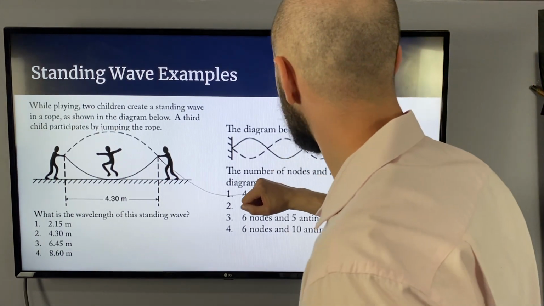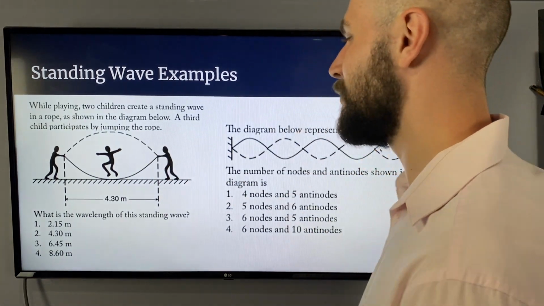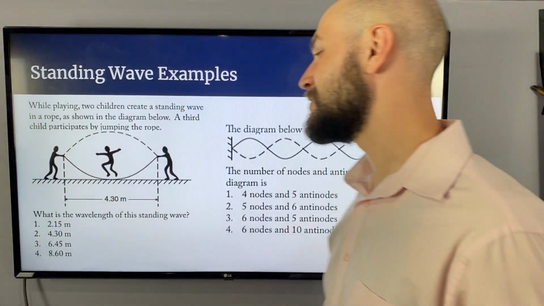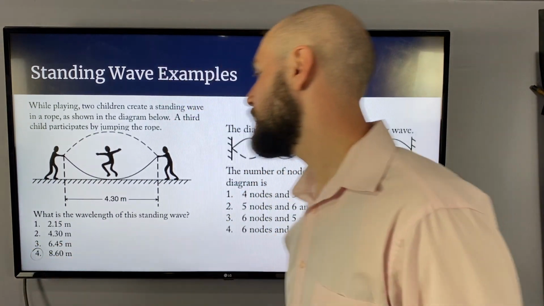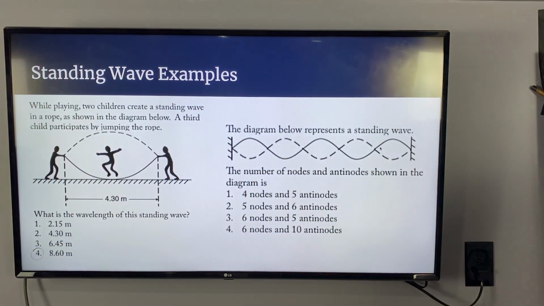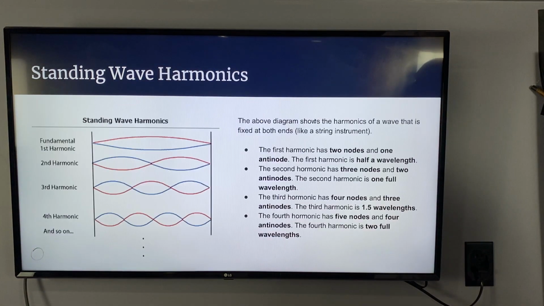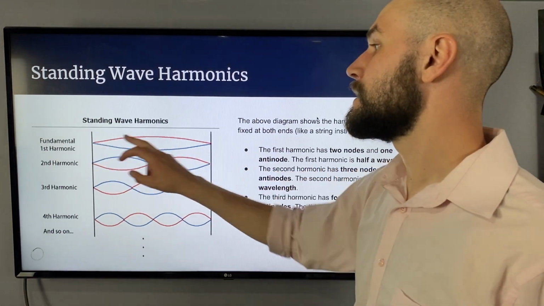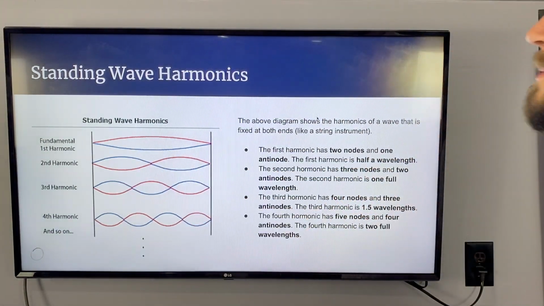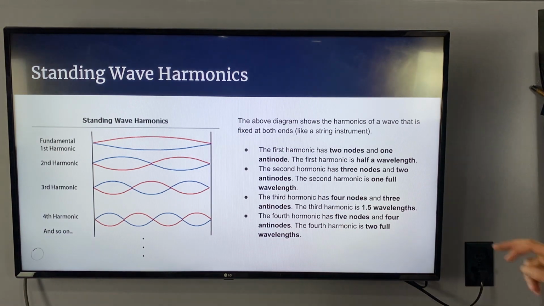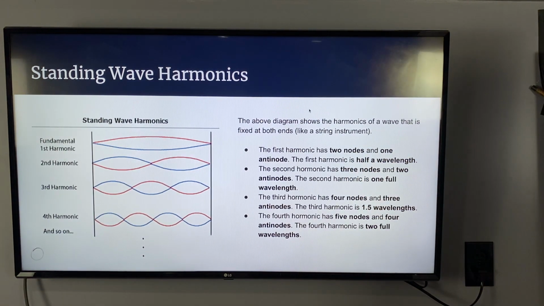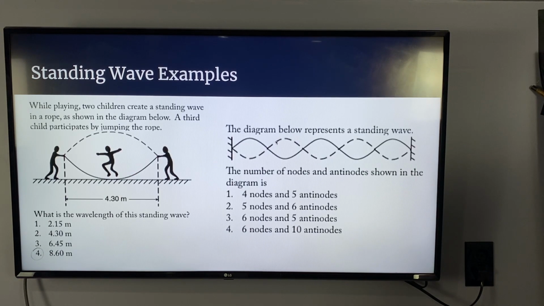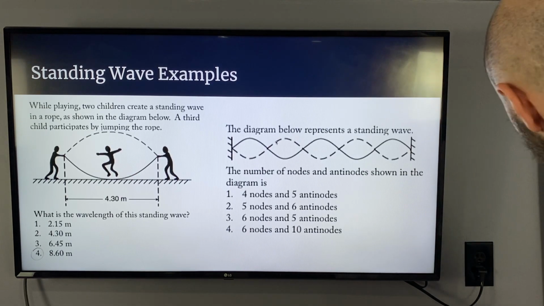So if 4.3 is half the wavelength, that means that the total wavelength of the standing wave has to be 8.6 meters. Multiply it by 2. Again, if we look at the first harmonic, the fundamental harmonic, that is only half the wavelength of the wave. To get the full wavelength, we've got to take that half wavelength and multiply it by 2.